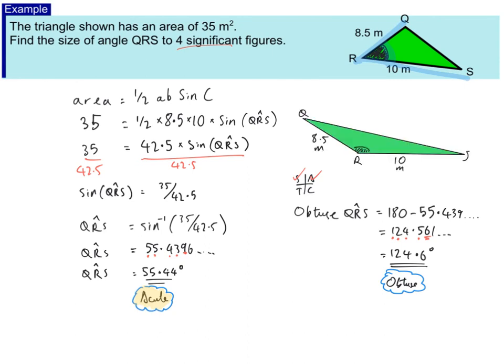Just to finish, I've popped in a quick sketch of what this second solution would look like. This is why it is possible: we've got 2 triangles with the same sides, but our obtuse solution would look like this. Our acute solution, 55.44, is going to look like the diagram in the original question.